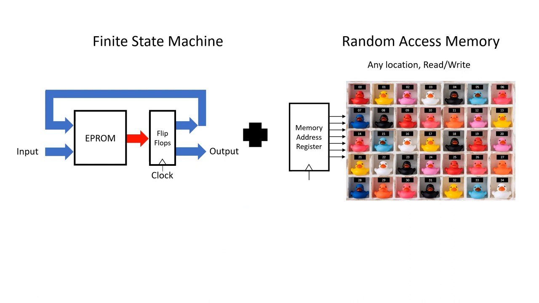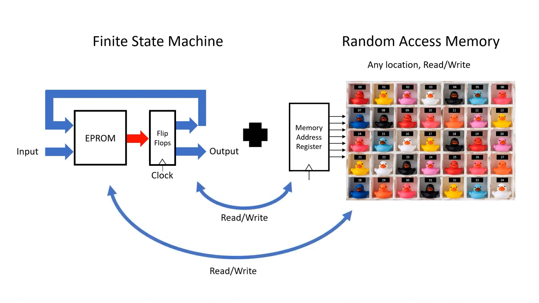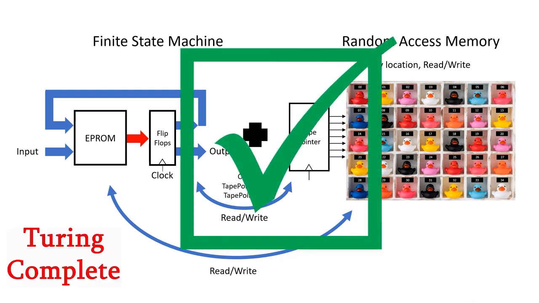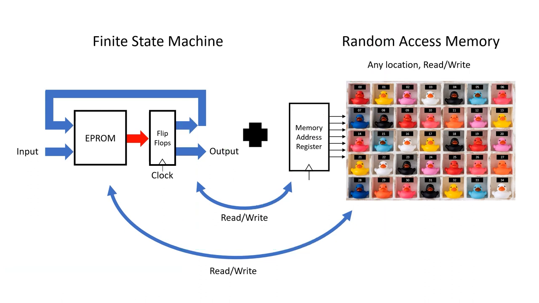Let's say our finite state machine has full read-write access to the memory address register, as well as full read-write access to the random access memory. If I restrict the operations that the finite state machine can do to the memory address register to being just increment by one or decrement by one, then the memory address register acts as a tape pointer and the machine is Turing complete. Now, we don't have to use the memory this way, but the fact that we can makes it Turing complete. This type of machine is actually known as a random access machine.